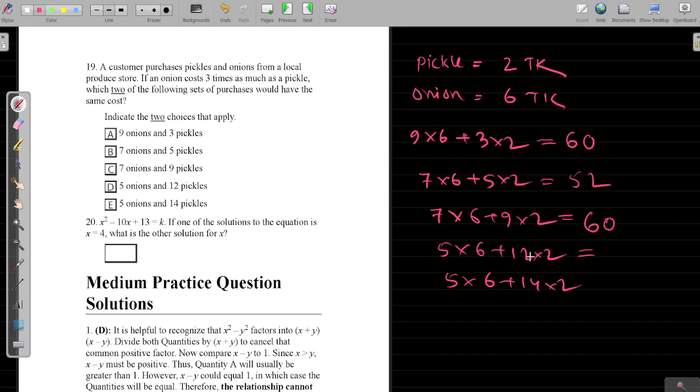This one is 30 plus 24, 54. This one is 30 plus 28, which means 58. So this one and this one are equal. So option A and option C are equal.